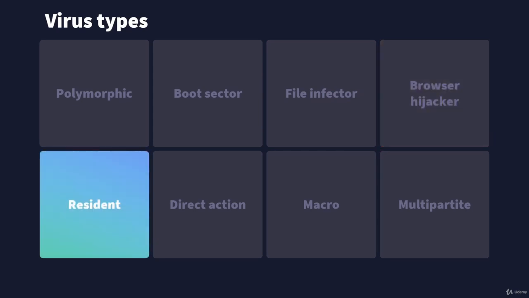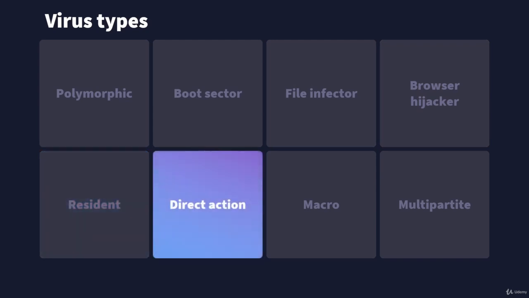Next on the list, we have the resident virus. This type of virus inserts itself as part of the operating system and is loaded in the RAM memory whenever the operating system loads. Next, we'll discuss the direct action virus. This type of virus is triggered when the user executes a file containing the virus. Otherwise, the virus remains dormant.